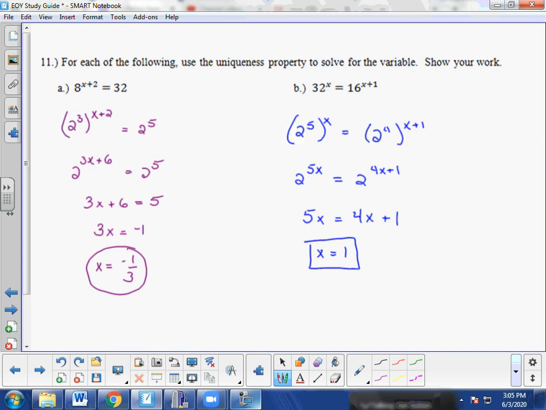Sorry, I made a mistake. When I distribute here, this should be 4 times x plus 4. So in this case, x should not equal 1, x should equal 4. The concept is still the same. Make the bases the same, but with different powers, and the powers have to be the same.